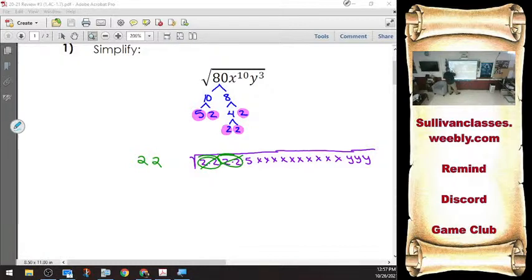Oh boy. A pair of X's, pair of X's, pair of X's, pair of X's, pair of X's all rush the guard. And 1, 2, 3, 4, 5 of them get out alive. You keep looking for pairs. A pair of Y's rush the guard. One gets out alive.